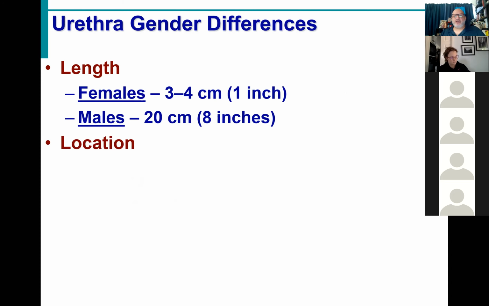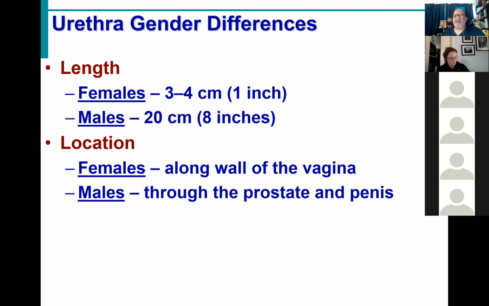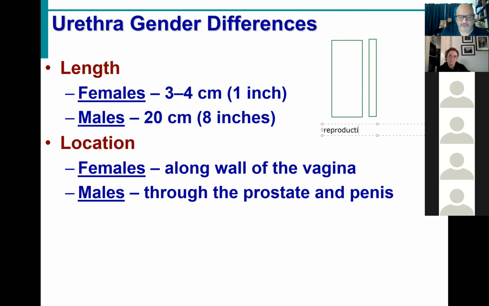Obviously, the locations are different. In females, the urethra is located adjacent to the vagina. If we think of this in terms of the vaginal canal, then the urethra basically is anterior to it, having its own separate orifice and opening. So obviously for a female, the reproductive tract and the urinary tract are separate.